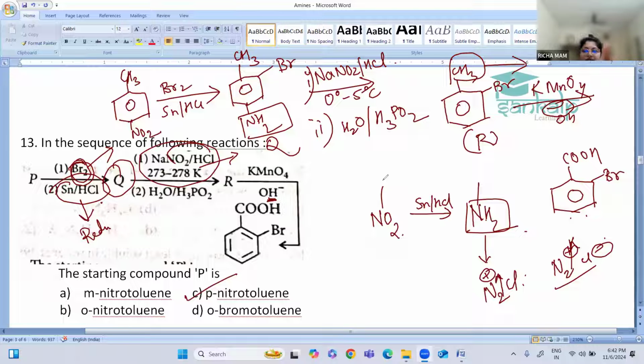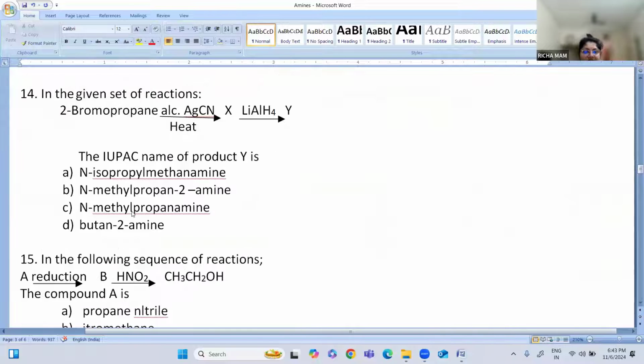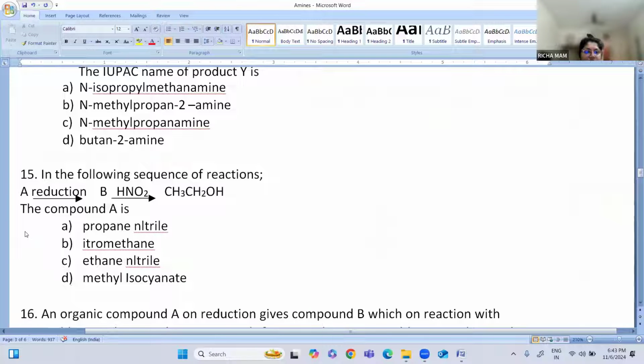Fine. So let us go for the next one. 14th we have seen. Now the 15th. In the following sequence of reactions, again, A is there.